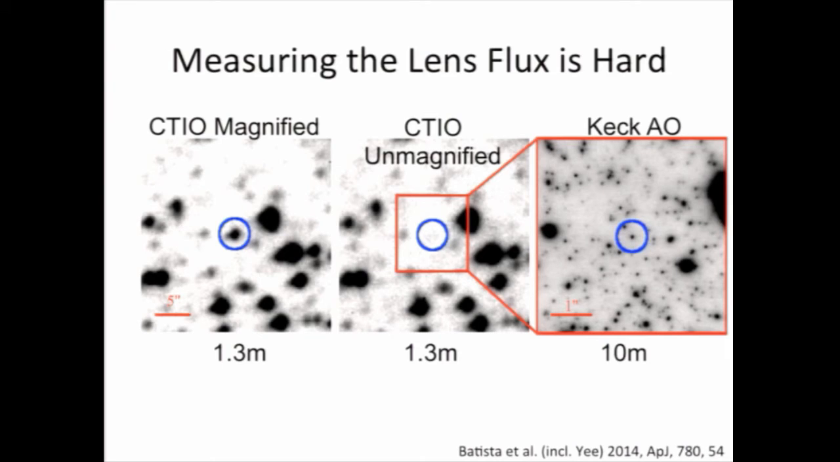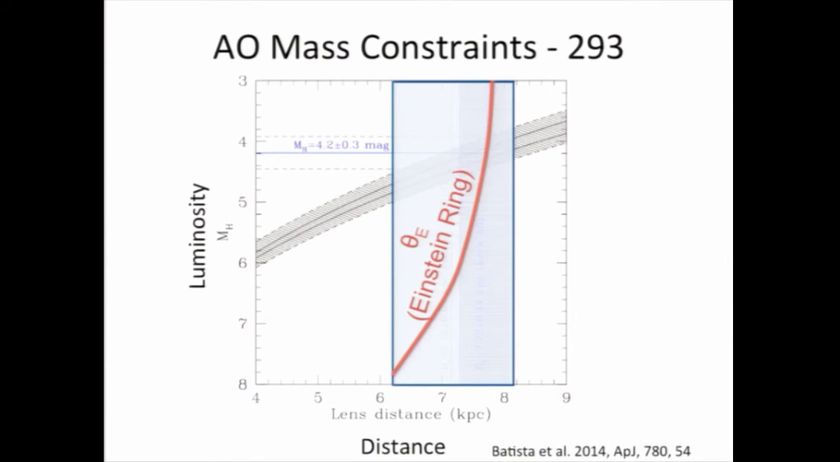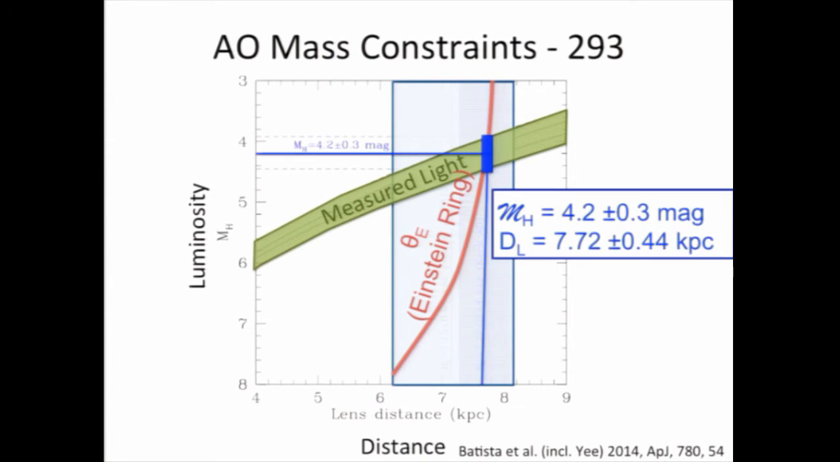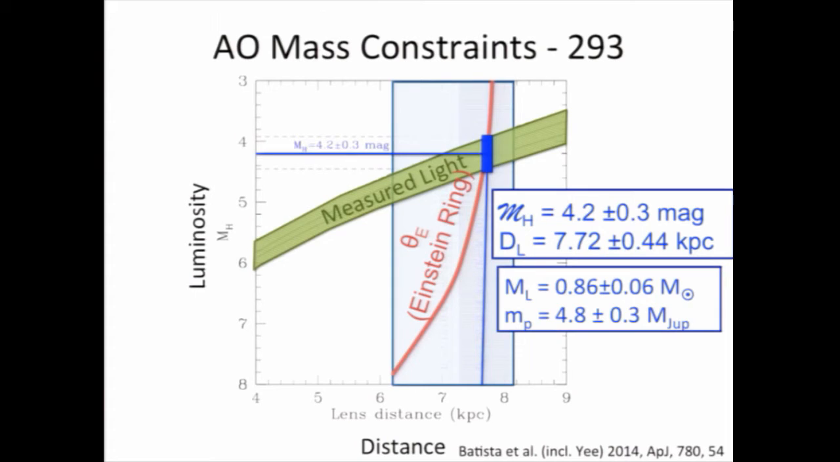Virginie Battista observed this with Keck adaptive optics, which both resolves out unrelated stars and lets you measure very faint objects. From this measurement of light, she was able to take the measurement of theta E for the Einstein ring, combine that relationship with the measured light relationship, and get the mass and distance of the lens. By making these measurements, she finds that the mass of the planet is 4.8 Jupiter masses, and it's orbiting a K-dwarf.